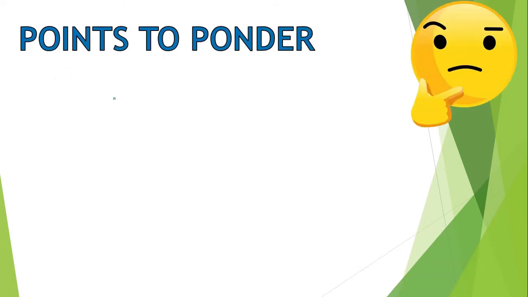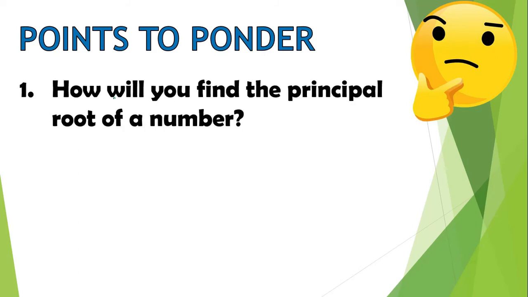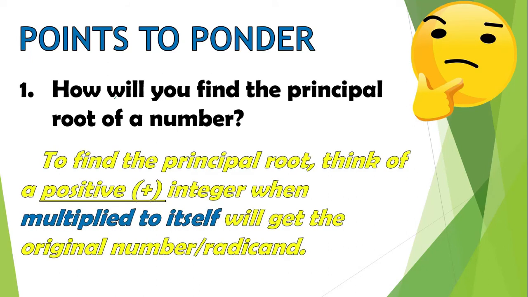Points to ponder. So how will you find the principal root of a number? So to find the principal root, think of a positive integer. When multiplied to itself, you will get the original number or the radicand.